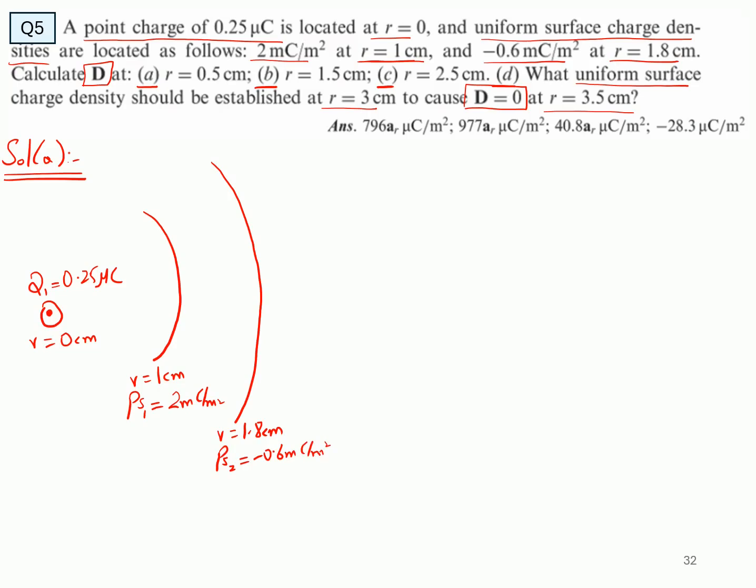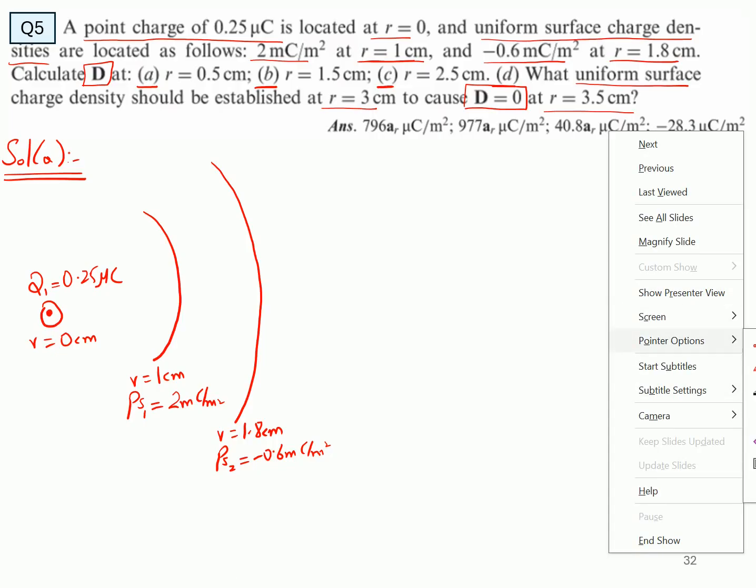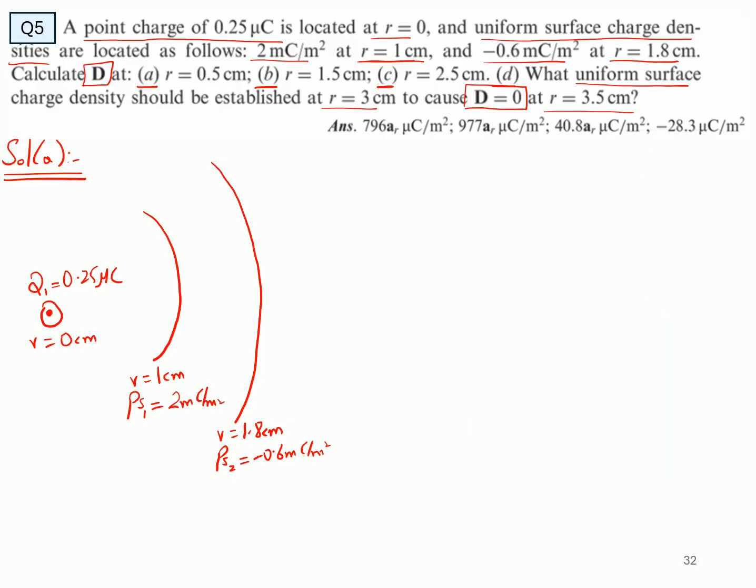Now I need to find or calculate the electric flux density at r equal to 0.5 centimeter. So let us draw the 0.5. Obviously 0.5 centimeter is going to exist between 0 and 1. So I can say this is my r equal to 0.5 centimeter, and I need to find the value of the electric flux density for this radius of sphere. I can see that this is a spherical coordinate system because the value of r is indicating as such.